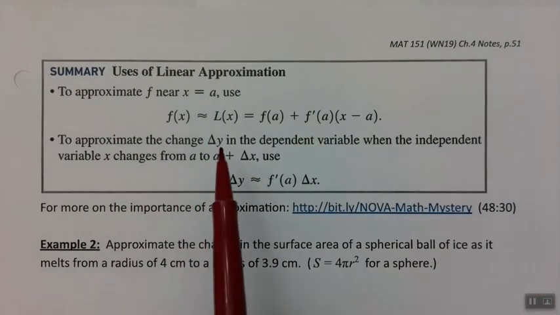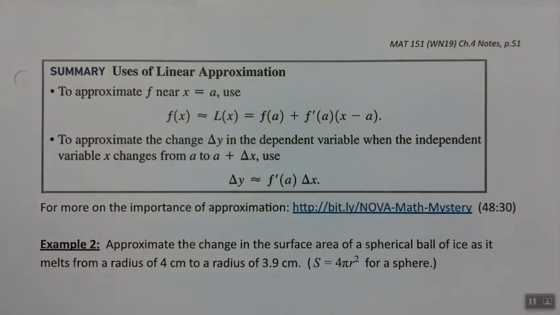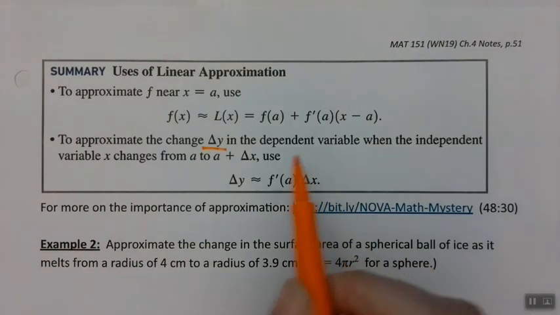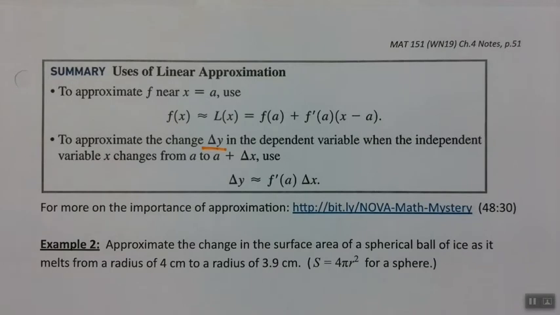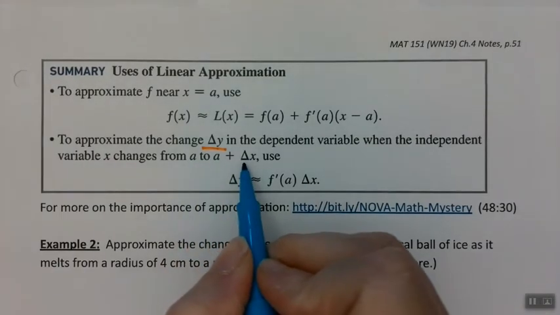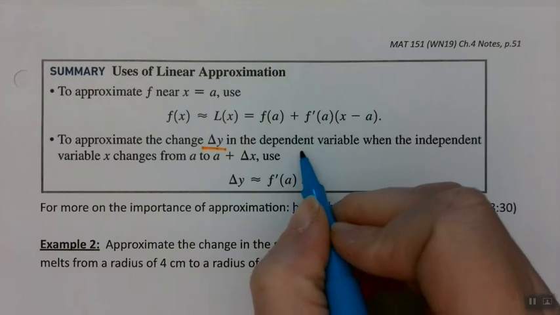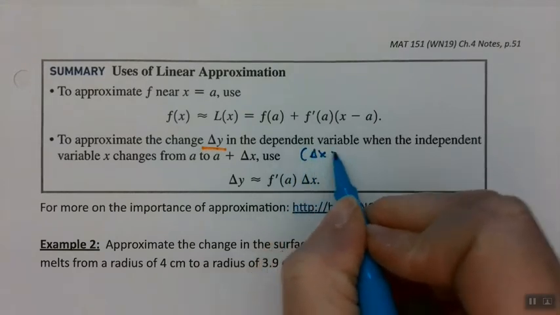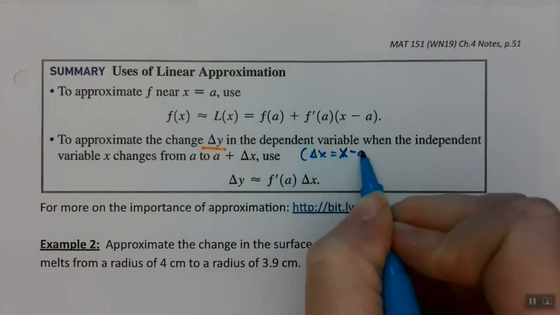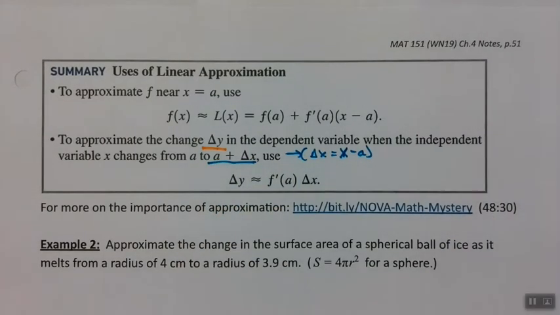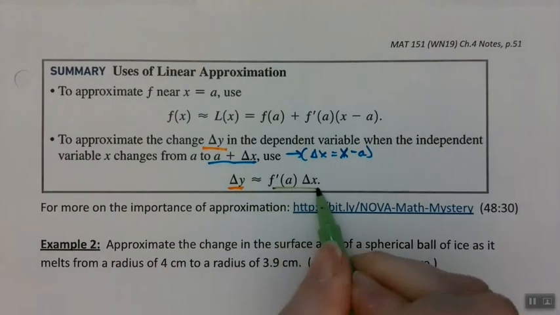And then to approximate the change in y, that vertical change we're seeing in the dependent variable, when the independent variable changes from a to a plus delta x, which is a weird way of saying, in other words, delta x equals x minus a. That's what they're saying. So it's just weird to say it. But what does that look like? Well, it looks like delta y is roughly f prime of a times delta x.